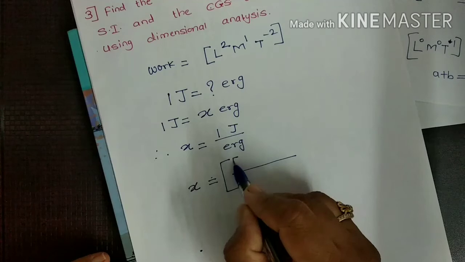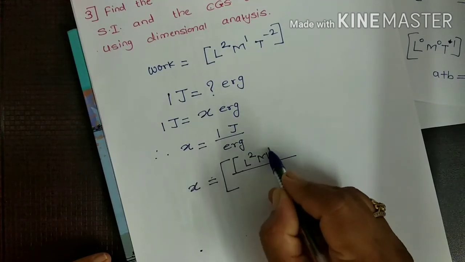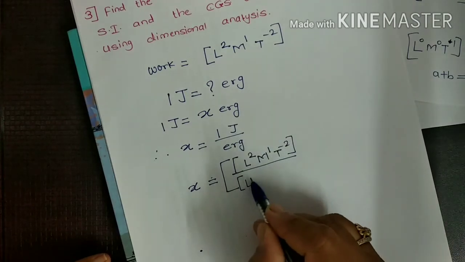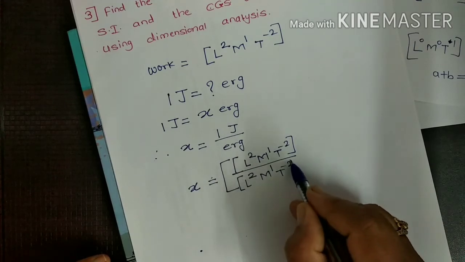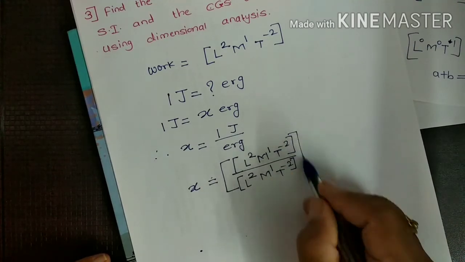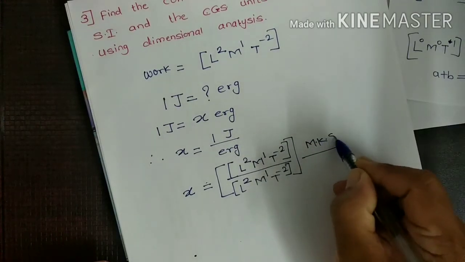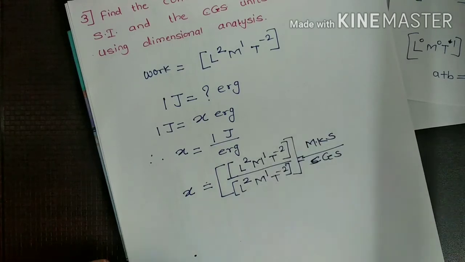That's why here we have to write down dimensions L squared M raised to the power 1, T raised to the power minus 2, and L raised to the power 2, M raised to the power 1, T raised to the power minus 2. Here we are taking the MKS system and here we are taking the CGS system.